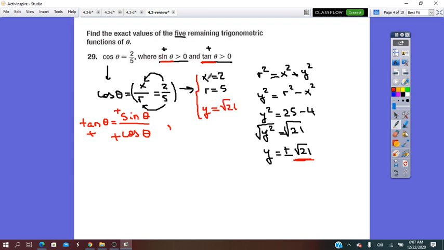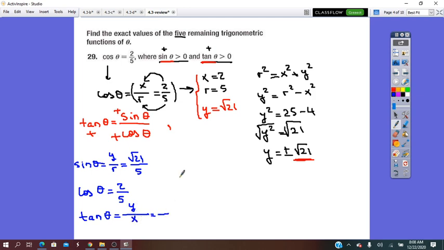If we know the x, y and r, then we can find the trigonometric ratios. So then we will go down and write sine theta, it is y over r, and this equals y, square root 21, over r, which is 5. So square root 21 over 5. Cosine theta is given, 2 over 5. And tan theta is the ratio sine to cosine, which means it's y over x and equals y is square root 21 and x is 2.